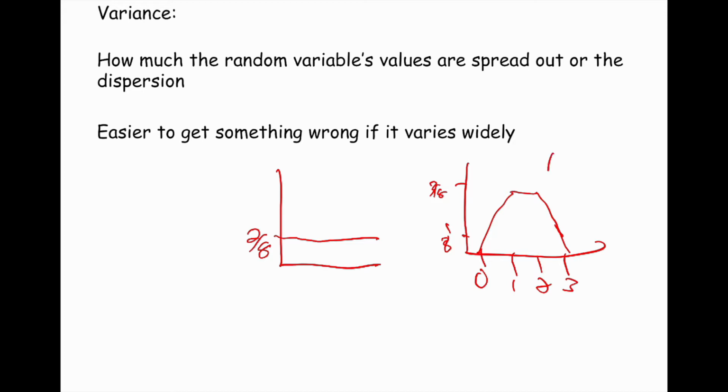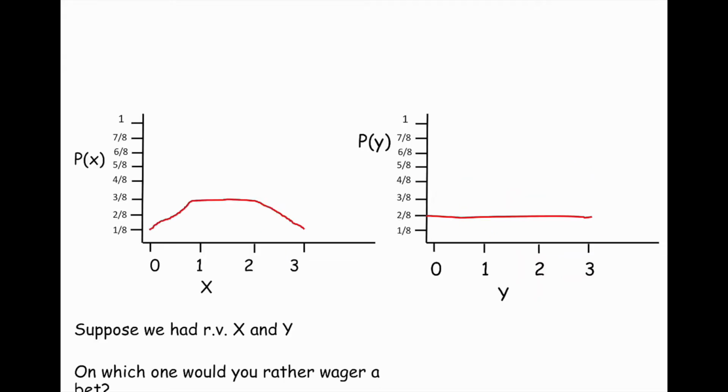This varies less, and then this varies more because there's more probability mass distributed over all of the values. Okay. Any other questions? All right, I forgot this was here. And so the question about which one would you bet on? You'd rather bet on system X than system Y because it's easier to get it right for X. It's harder to get it right for Y.